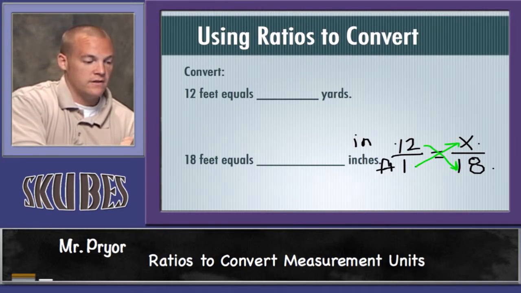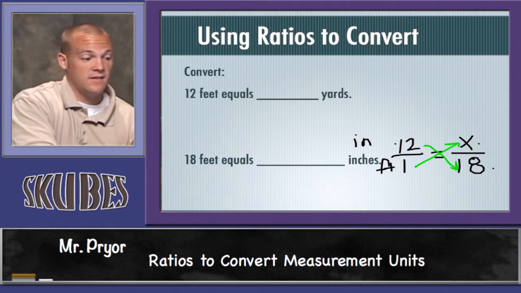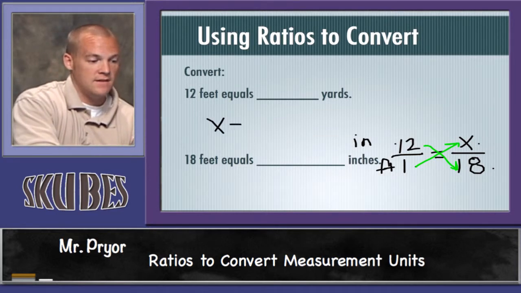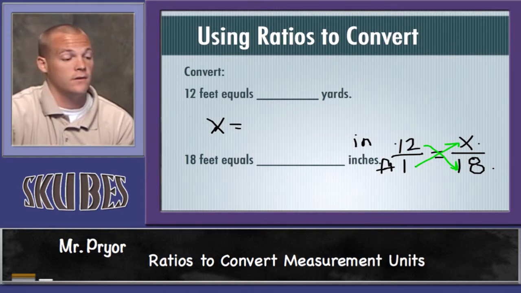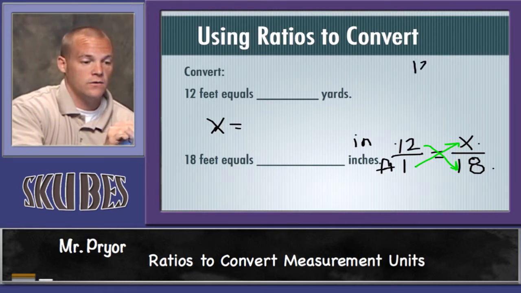So I'm going to jump over here to the side. 1 times x is simply going to give us x. And what that means then is once we multiply 12 times 18, we'll actually have our answer. So off the side here, we'll do that math.